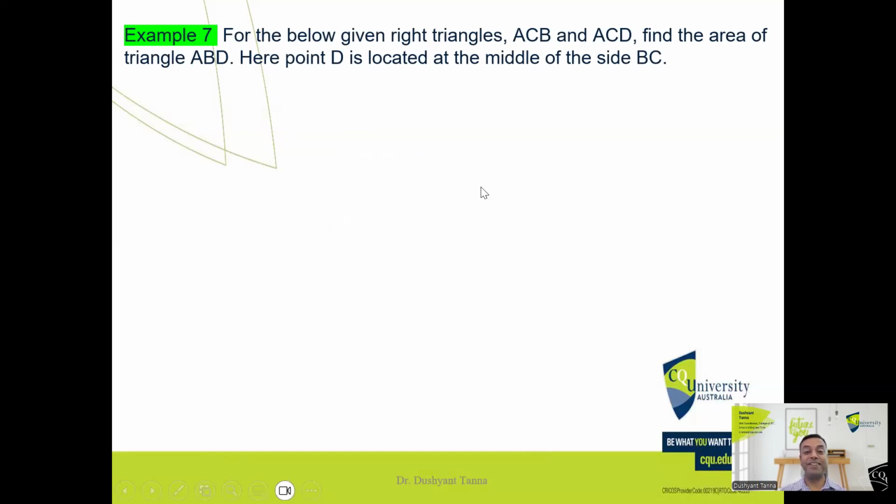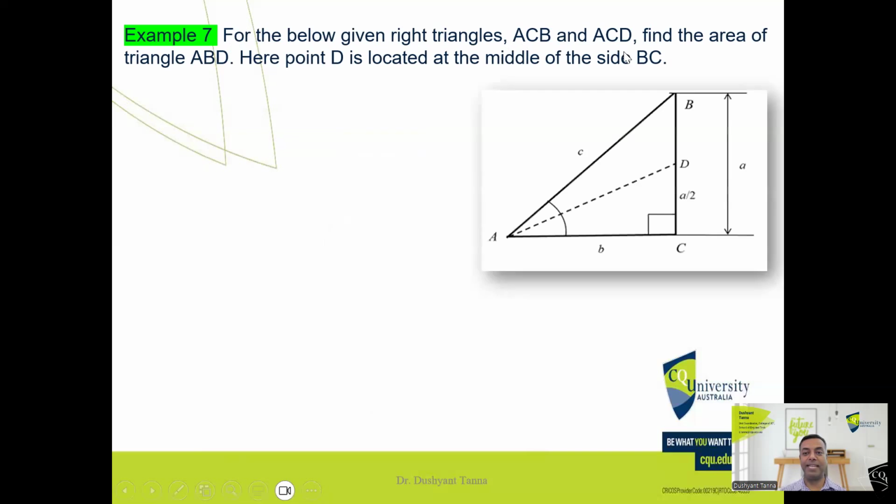For the below given right triangles ACB and ACD, find the area of triangle ABD. We are given two right angles, ABC and ACD. We want to find the area of ABD. We want to find this bit. How do you find that area? D is a midpoint located on the side BC. Let's give it a go.